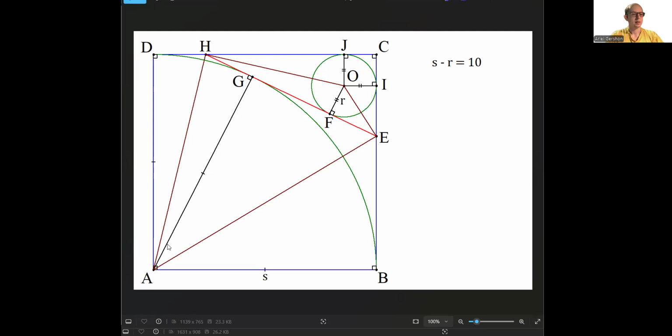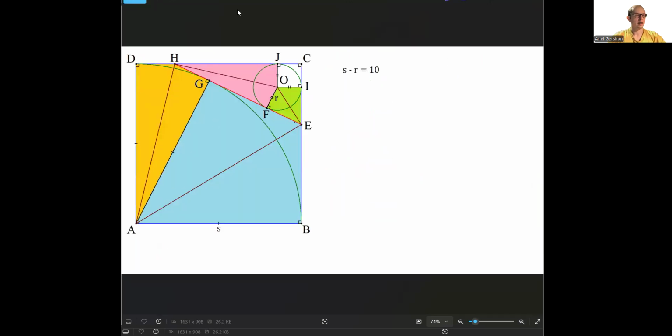So then after that, I drew these four lines over here, and you'll see why pretty soon. And then I colored these four regions like so, and I wanted to show that each of these four quadrilaterals that I've colored is actually a kite. So first of all, what is a kite?